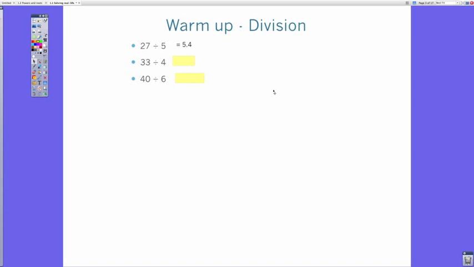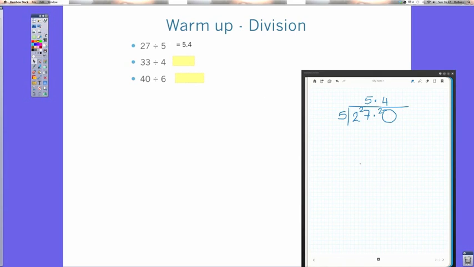Okay, for the next one, we've got 33 divided by 4. So we need to think how many 4s go into 3? We can't do. How many 4s go into 33? We're going to have 8 4s. So 8 lots of 4s gives us 32. And then we've got 1 left over to get us to 33.